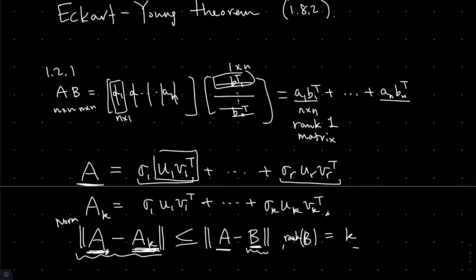Because if we want to get a simplified version of A, an approximation of matrix A with a certain amount of rank, then we can construct that rank k approximation using the singular value components, these so-called principal components. All right, so that is a connection to the next section, 1.9, which deals with principal components.